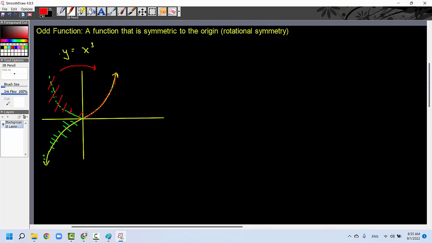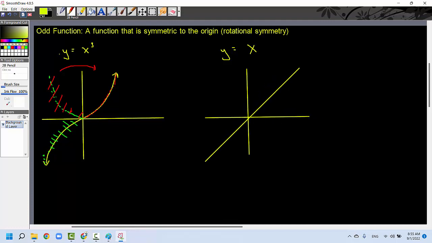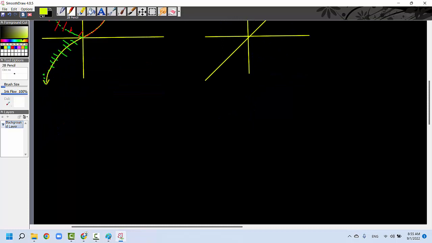Let's take a look at a couple other examples of some odd functions here. Another example of an odd function would be something you learned in Integrated 1, y equals x. I'll let you guys do this yourselves, but if you were to flip this image 180 degrees, you would get itself. And the last one is something that you have recently learned. It's y equals 1 over x.